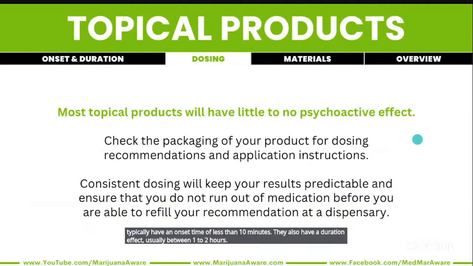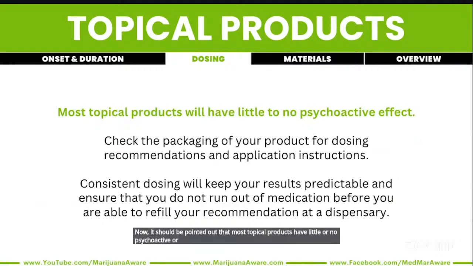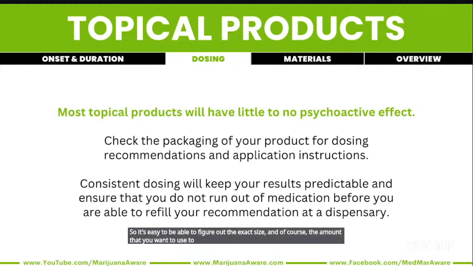Now, it should be pointed out that most topical products have little or no psychoactive or psychotropic effects. And what you might want to do is check the product packaging for the dosing that's recommended by the dispensary. Specifically, what you're looking at trying to do is dispense a pea-size or a dime-size amount of product. Some products have pumps, some products just have an open bottle. So it's easy to figure out the exact size and, of course, the amount that you want to use to apply to the affected area. Now, once you use the medication a few times, you'll get an idea of the amount that's right for you.